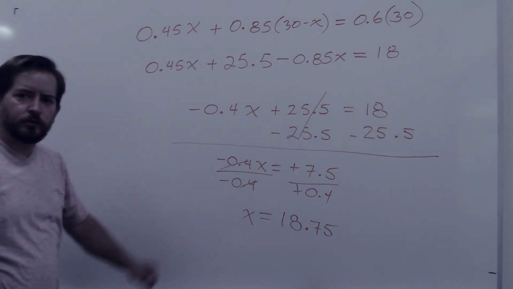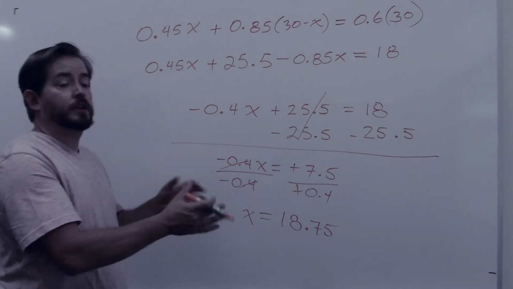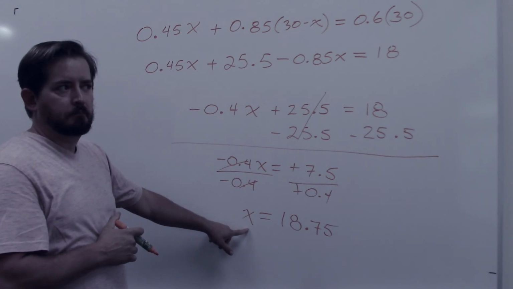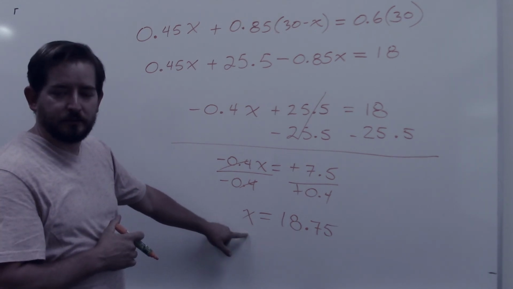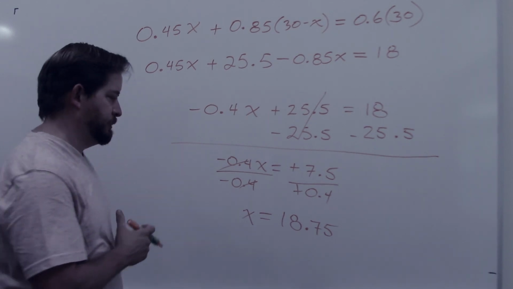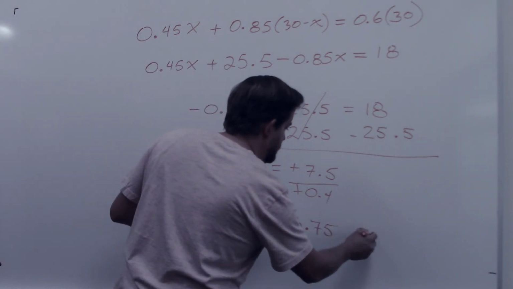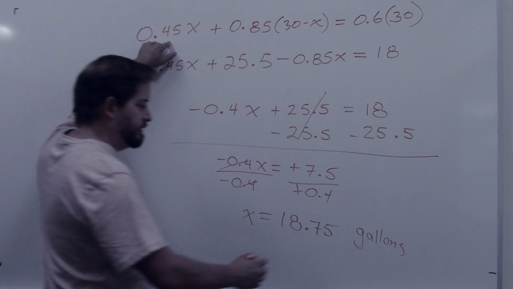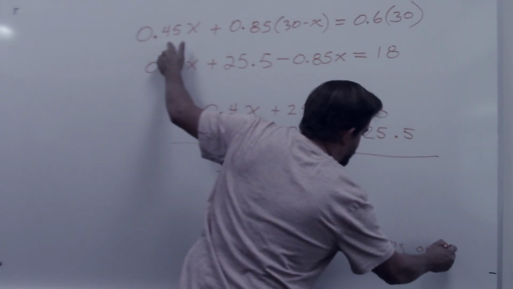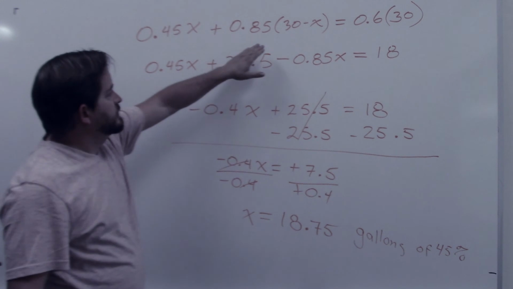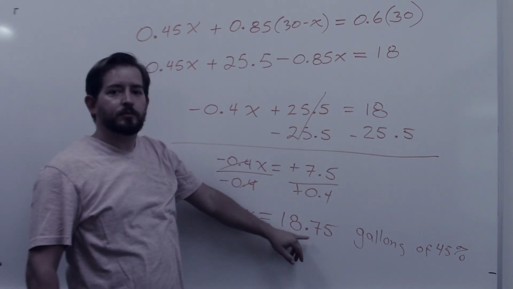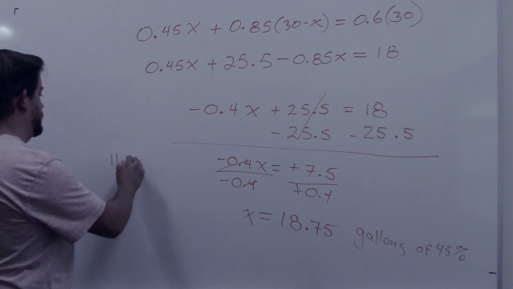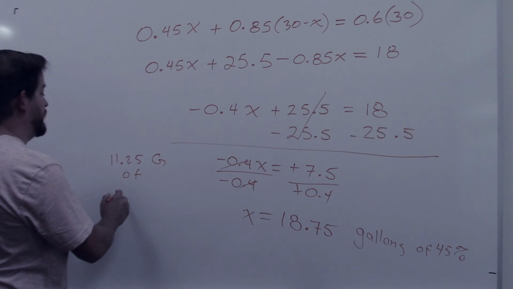Again, I've had to erase mine because we're limited on board space, but you should have this written in your notes: X was the amount of the 45% mixture. I can't remember now, but I have this many gallons, 18.75, of the 45% mixture. And then this 30 minus X is simply 30 minus 18.75, so that's 11.25 gallons of the 85% mixture.